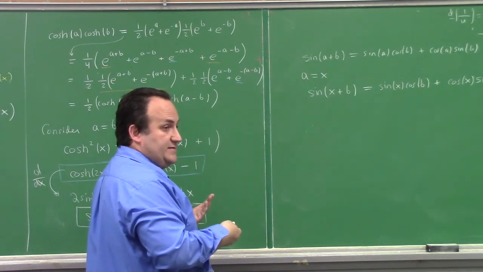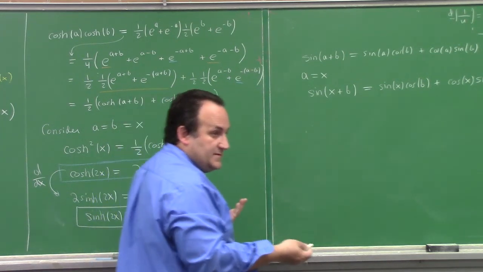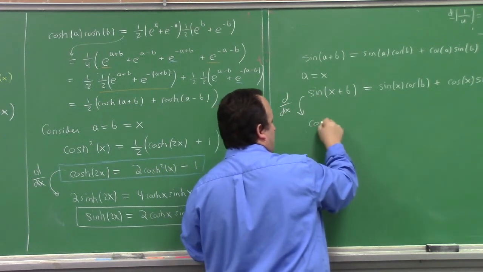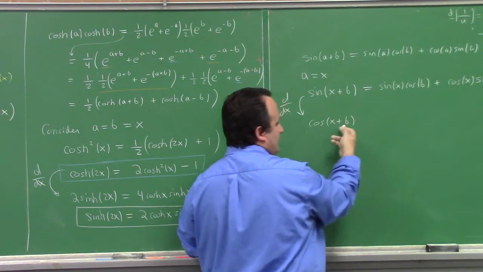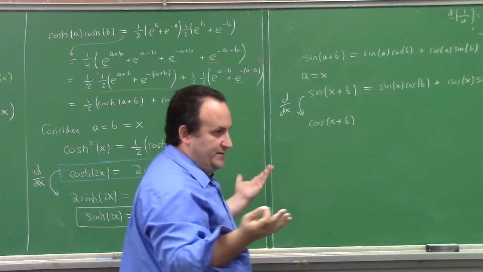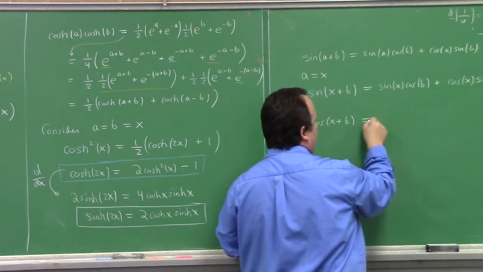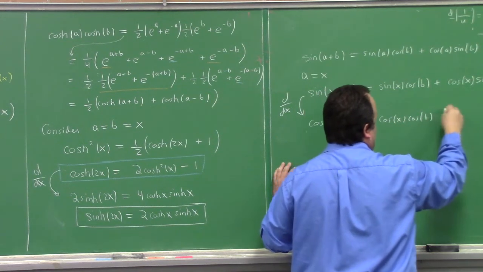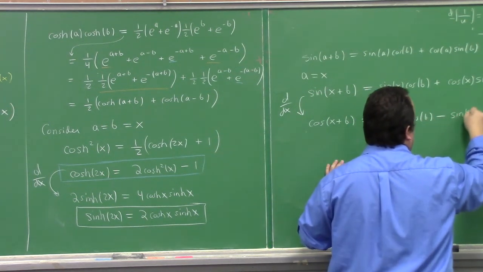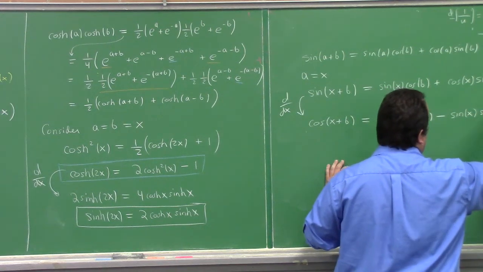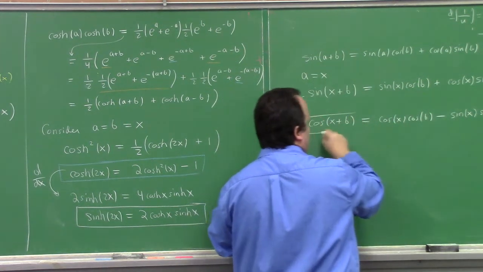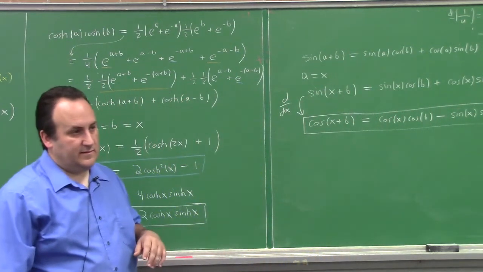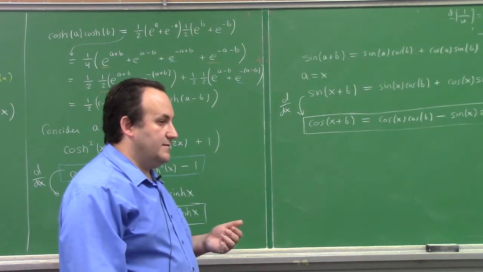Differentiate with respect to x, holding b constant. What happens? What do you get? You get cosine of x plus b. Chain rule says derivative of the inside function is 1. Fine. Differentiate the other side. What do you get? We get cosine x cosine b minus sine x sine b. That is the adding angles formula for cosine. So if you know one, you can derive the other by differentiation. This is a powerful idea, right?